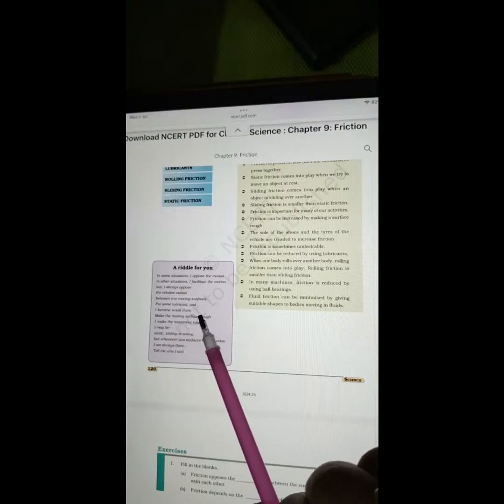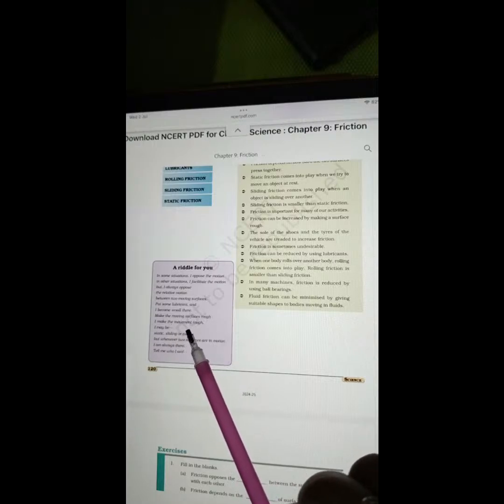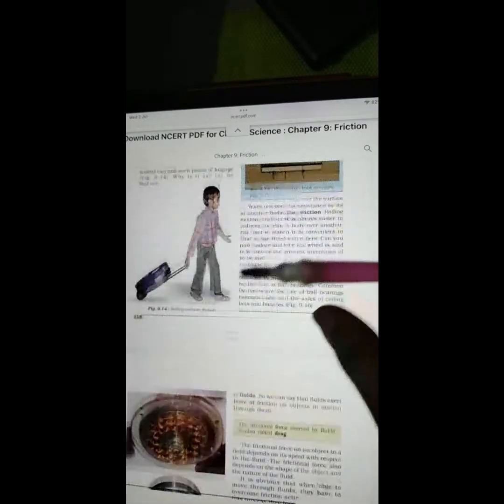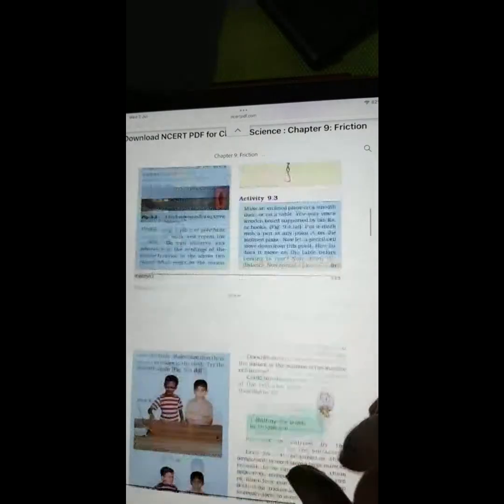So, the riddle that is given to you at the end of this page is: in some situations, I oppose the motion. In other situations, I facilitate the motion, but I always oppose the relative motion. Between two moving surfaces, put some lubricant and I become small there. Make the moving surfaces rough, I make the movement tough. I may be static, sliding, or rolling, but whenever two surfaces are in motion, I am always there. Tell me who I am. So you need to find the answer of it and you can write it in the chat right now.